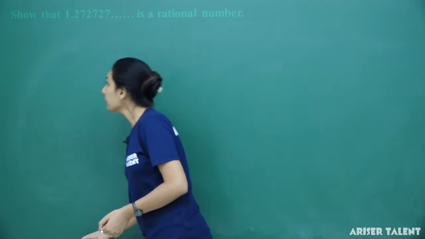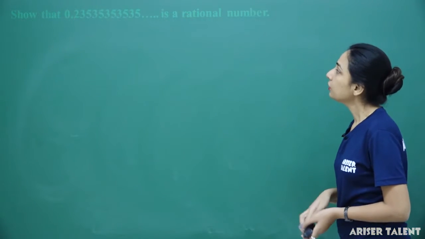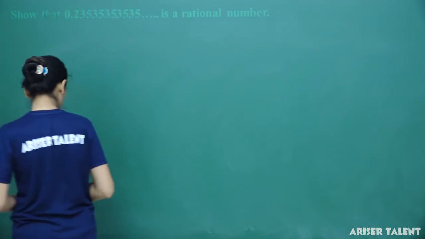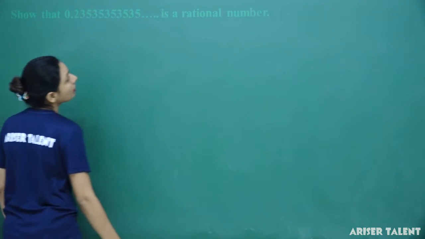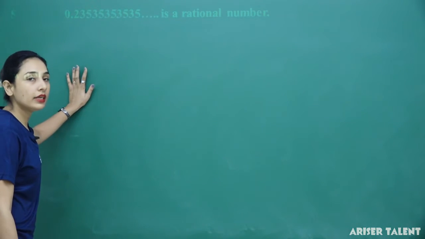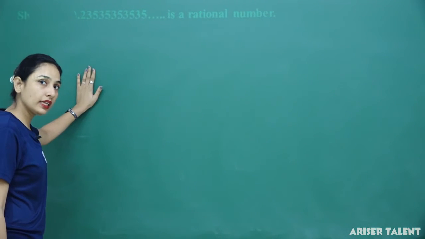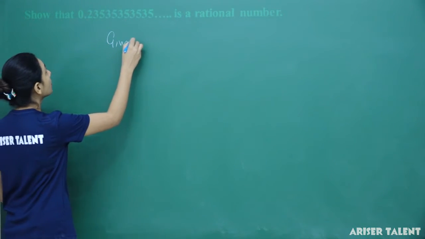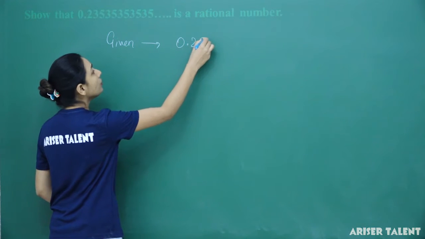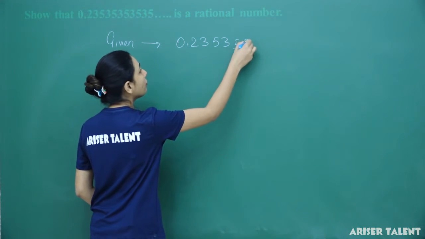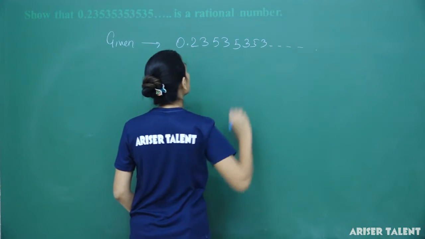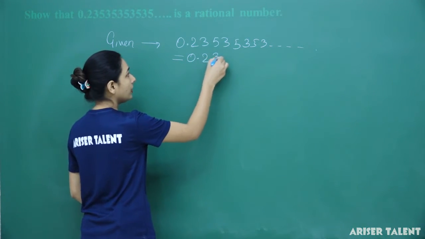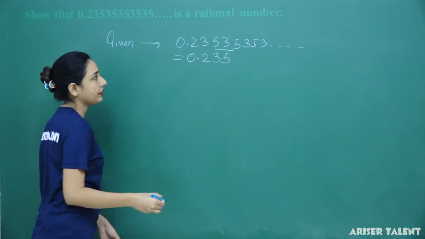Now, our next question is again: show that 0.2353535 is a rational number. So, it is a rational number if and only if you can write it in the format P by Q. So, given 0.23535353 and so on. That means you are having 0.235 and this 35 is repeating again and again.